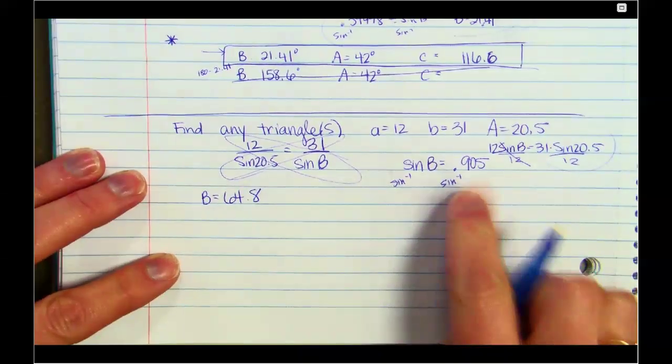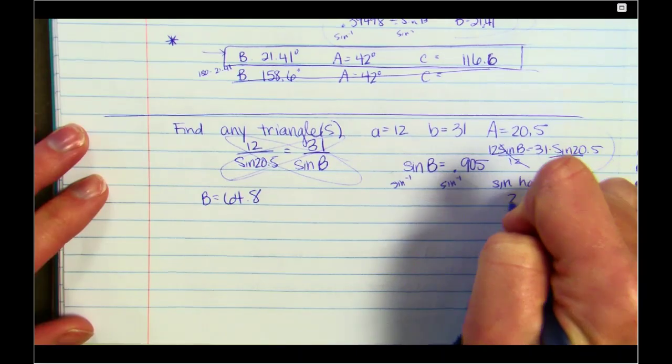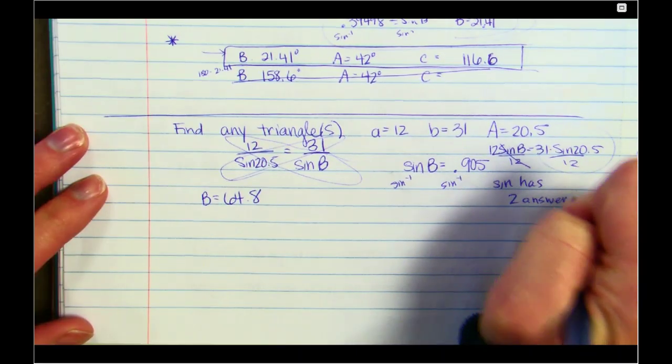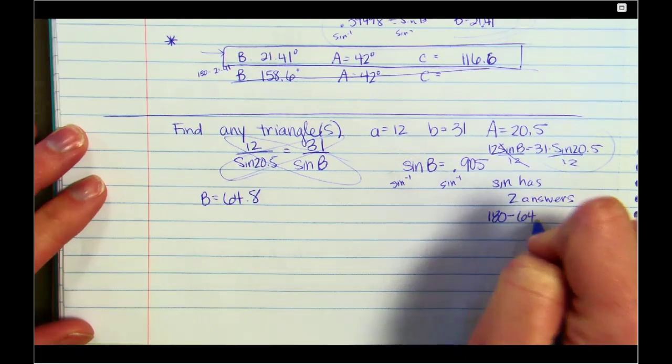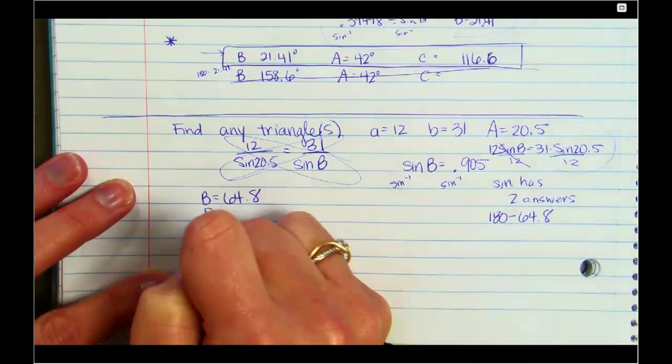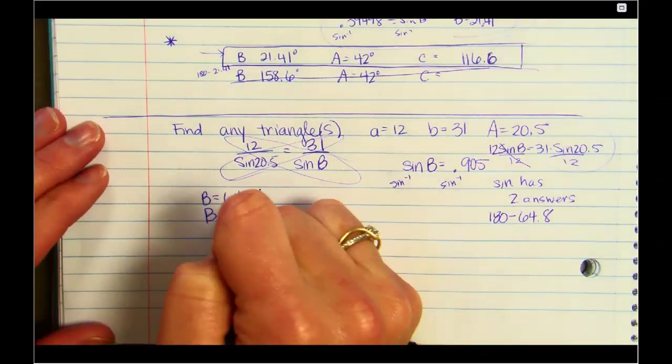But sine has 2 answers. So the second answer is 180 minus the first answer. So what's your other option for angle B? Okay, 115.2. I like it.